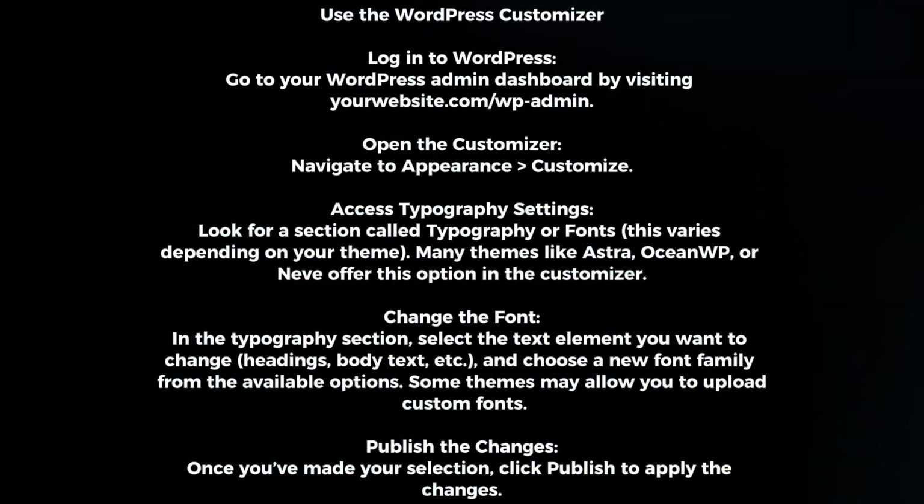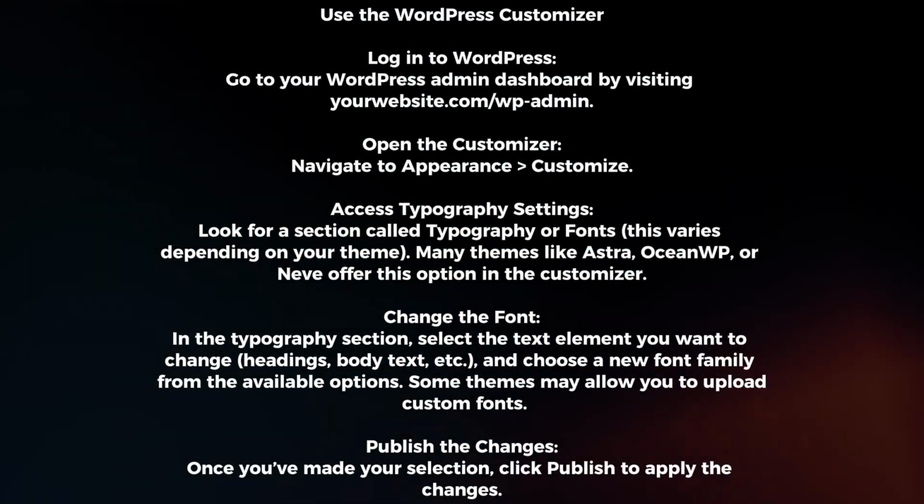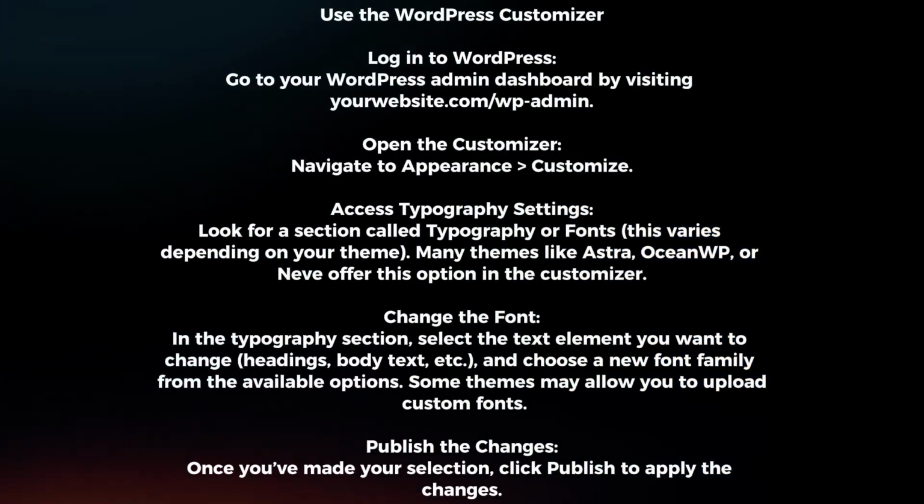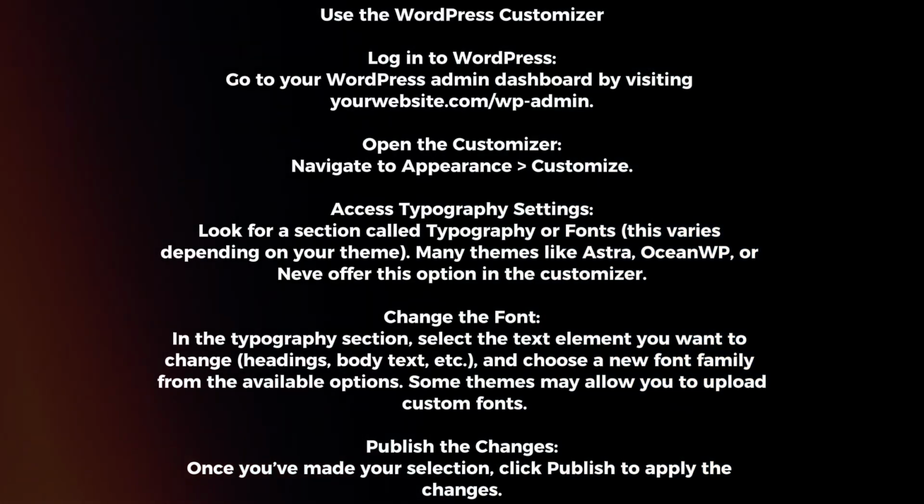Access Typography Settings. Look for a section called Typography or Fonts. Many themes like Astra, OceanWP, or Neve offer this option in the customizer.